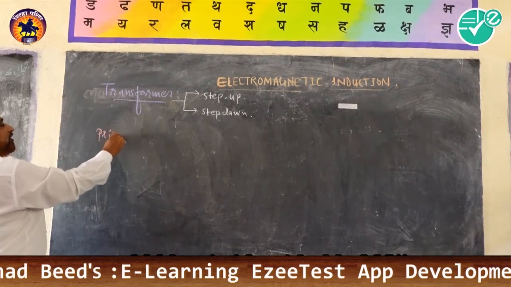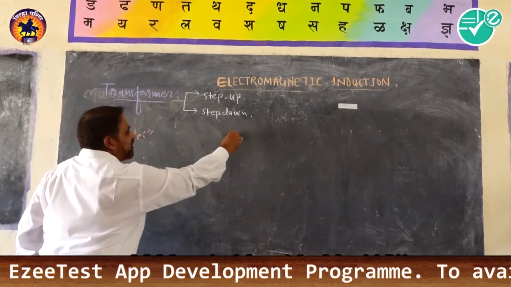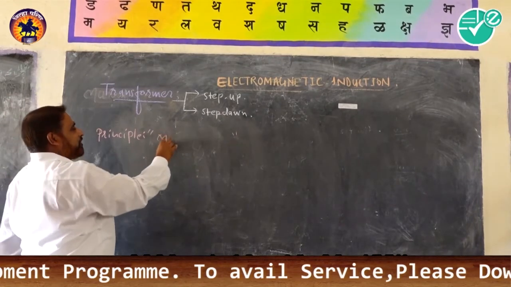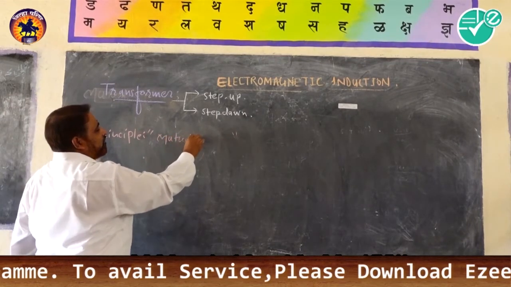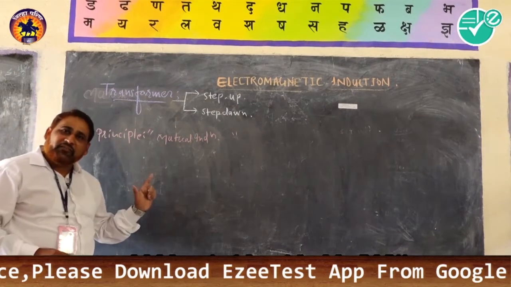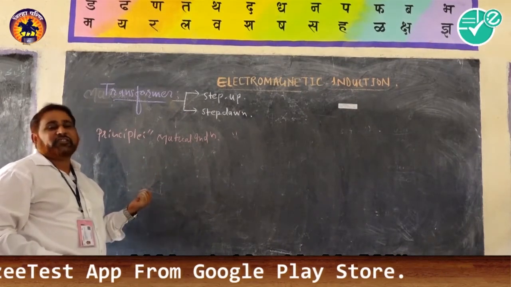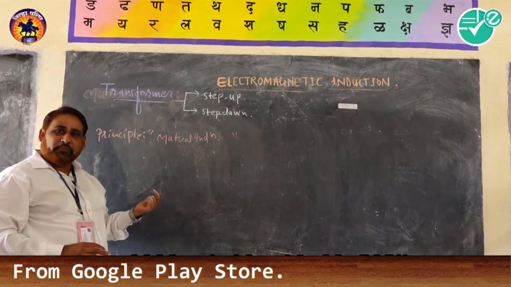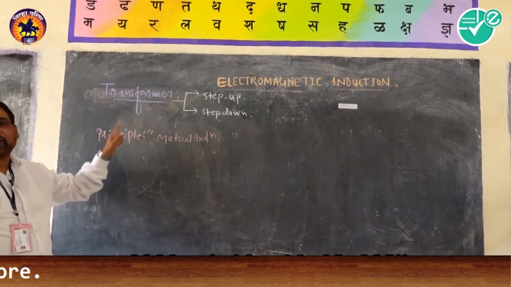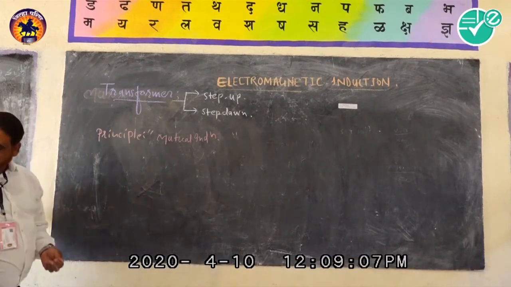First, the principle. The transformer works on the principle of mutual induction that we have seen just now. What is that? The production of induced EMF in the second coil takes place due to the change in flux in the one coil. This is the principle of mutual induction, and the same principle is applied here in the transformer.